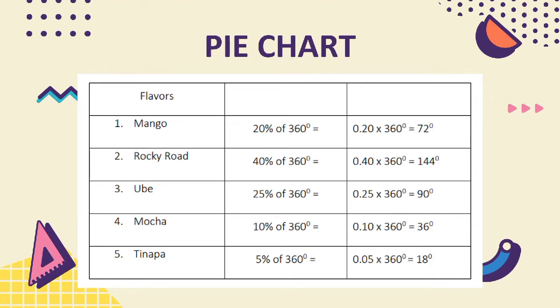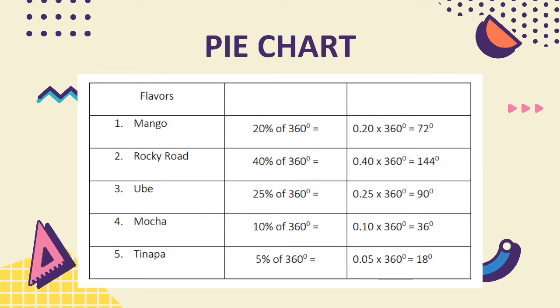Next, we have ube. 25% of the students chose ube. So, we are going to get the 25% of 360 degrees, and that is 90 degrees. For mocha, 10%. So we are going to get the 10% of 360, and that is 36 degrees. And last is tinapa, which is 5%, and that is equal to 18 degrees.